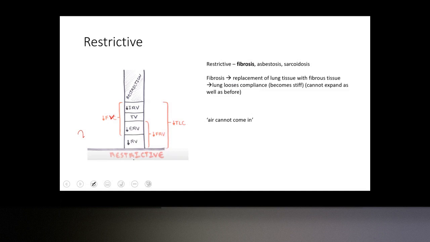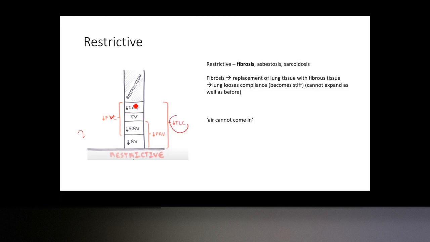Let's take the example of fibrosis. In fibrosis, again, like I think Stelios mentioned, the lung tissue is replaced by a fibrous tissue. The fibrous tissue is stiff and hard, so the lungs become hard. That means the lungs are unable to expand a lot. If they cannot expand to their original volume, the total lung capacity.